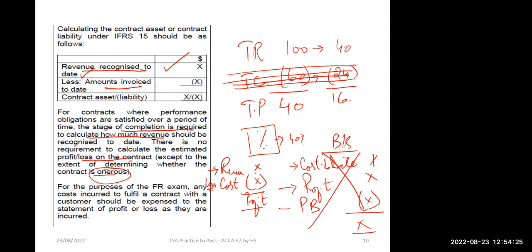And for the purpose of the FR exam, any cost incurred to fulfill the contract with the customer should be expensed to the statement of profit or loss as they are incurred. So the cost incurred to date will be charged directly in the income statement. Revenue will be taken with respect to the percentage, and the difference will be the profit or loss on the contract.